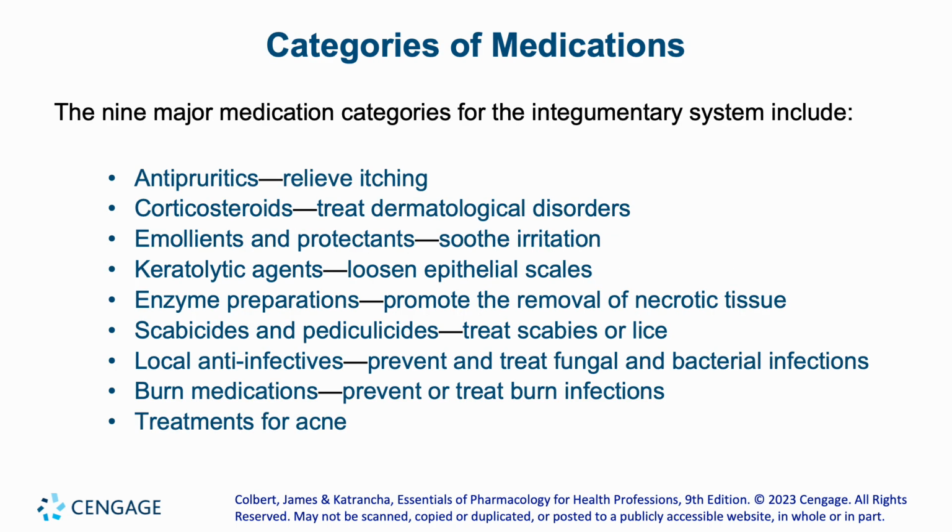There are 9 major medication categories for the integumentary system. These include antipruritics, which relieve itching. Pruritus is the medical term for itching, so antipruritics against itching. Corticosteroids treat dermatological disorders. In general, steroids help to kick down the inflammation caused by the immune response. Emollients and protectants, which soothe irritation. Keratolytic agents loosen epithelial scales.